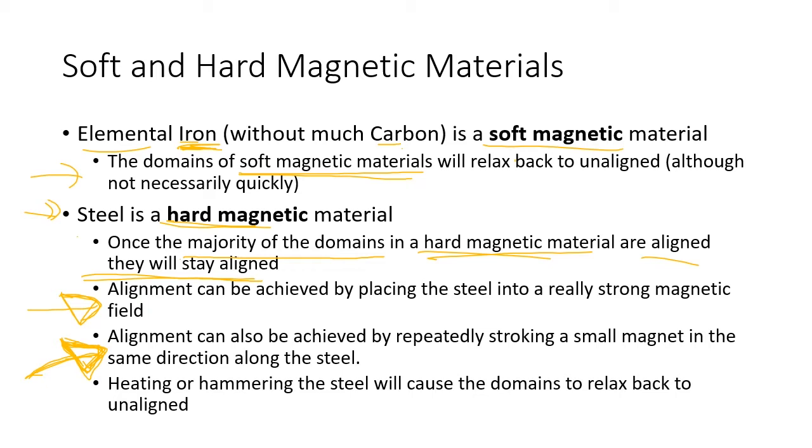And then heating the steel or hammering the steel will cause the domains to relax back to being unaligned. You can imagine heat is adding energy in, shaking the thing about, and it will relax back to being unaligned. And hammering does the same kind of thing, shakes it all about and puts a bit of energy in and allows it to relax back into its lower energy state, which is to have the domains all mixed up, like in that slide I showed you earlier on with the KMS microscopy.